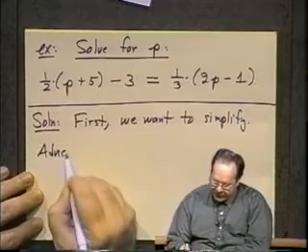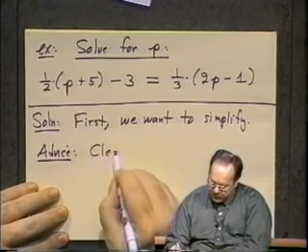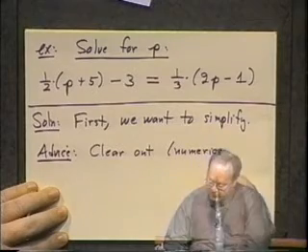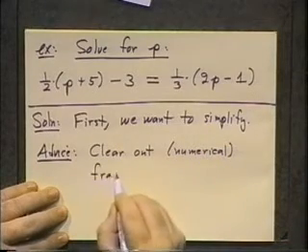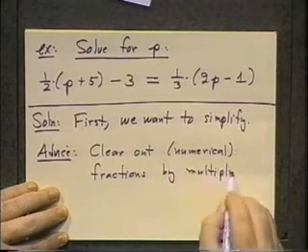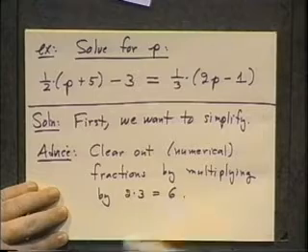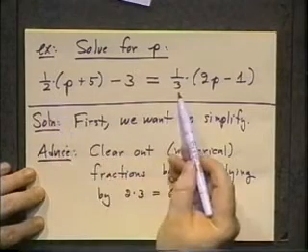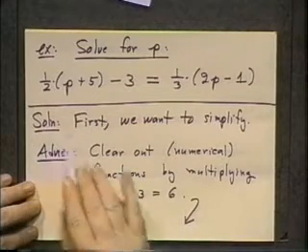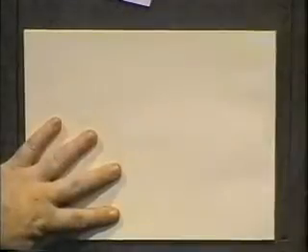My advice in this case, a piece of advice that's used quite a bit, is to do what's called clear out the fractions. Of course, these are numerical fractions, fractions with numbers in them. Clear out the fractions by multiplying by 2 times 3 equals 6. Because you see the fractions have denominators 2 and 3. And multiplying them together gives me a number that I can multiply the whole equation by to eliminate those fractions. And that's exactly what I'm going to do now.